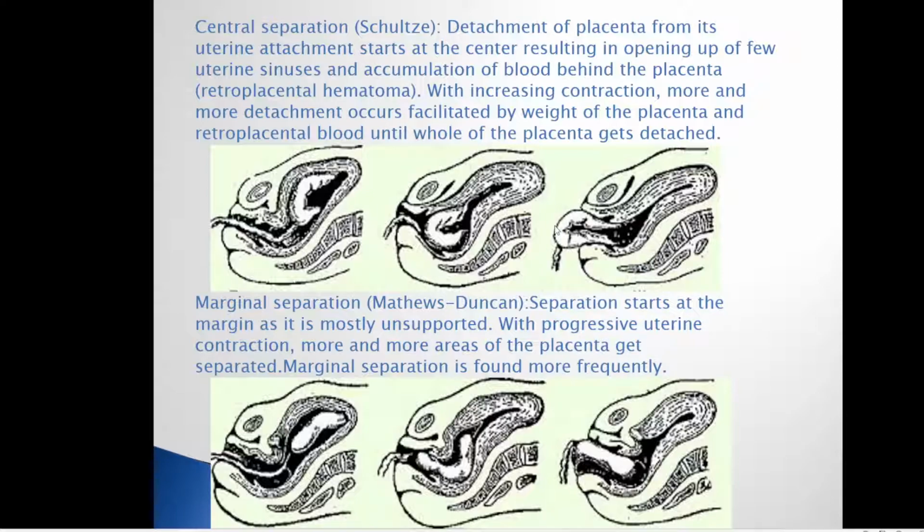Marginal separation, or Duncan separation, starts at the margin as it is mostly unsupported. With progressive uterine contraction, more and more areas of the placenta get separated. Marginal separation is found more frequently. And when the placenta is delivered, we can see both the maternal and fetal parts of the placenta.